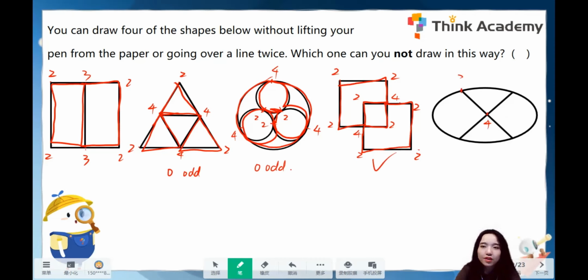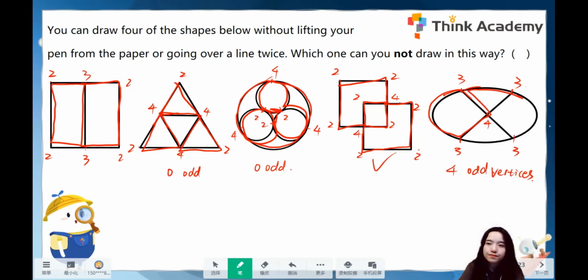For the last one, the middle point has 4 lines extending to different directions. From this point, here are 3 lines, 1, 2, 3, extending to different directions. Starting from this point, 3 lines. Starting from this point, 3, 3. This time, here are 4 odd vertices. It's not 0, it's not 2, it's 4. You can check. Can you draw out this shape in one stroke, even if you start from an odd point? Also, we can't make it. So the last one shouldn't be drawn in one stroke because it has more than 0 or 2 odd vertices.